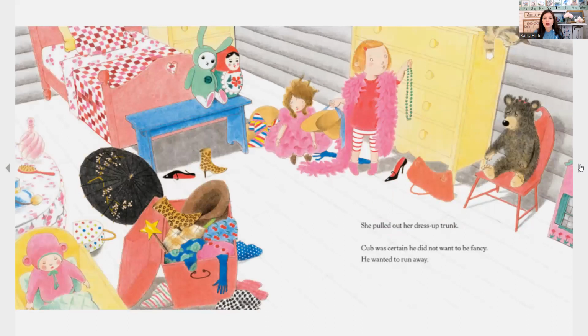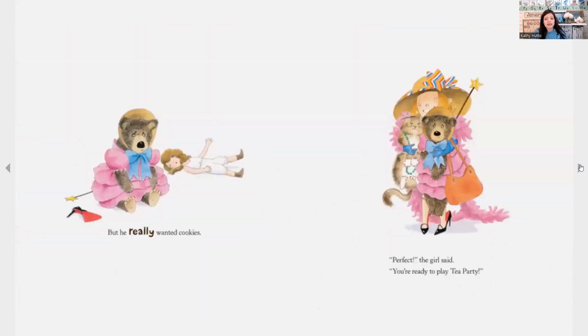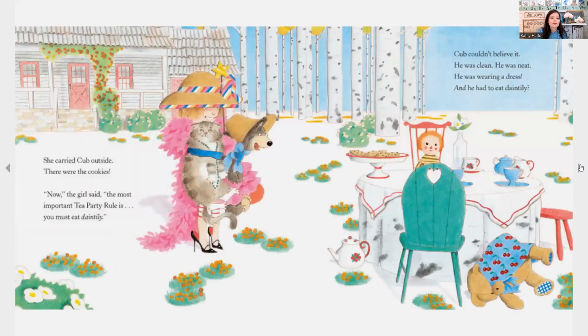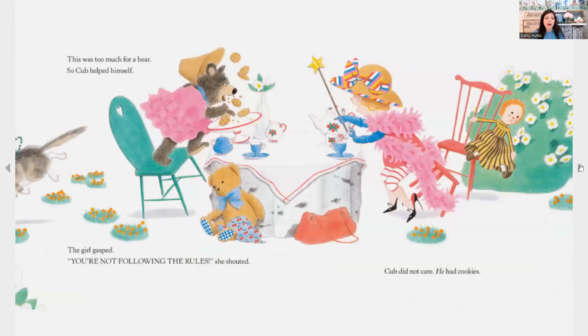She pulled out her dress-up trunk. Cub was certain he did not want to be fancy. He wanted to run away. But he really wanted cookies. "Perfect," the girl said. "You're ready to play tea party." She carried Cub outside. There were the cookies. "Now," the girl said, "the most important tea party rule is you must eat daintily." Cub couldn't believe it. He was clean. He was neat. He was wearing a dress. And he had to eat daintily. This was too much for a bear.